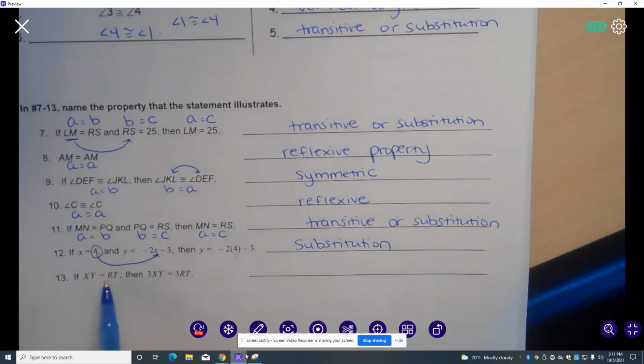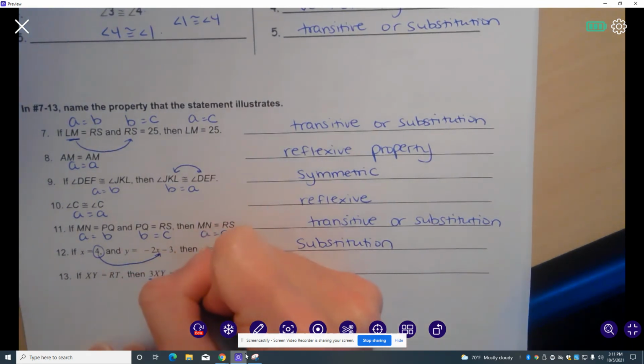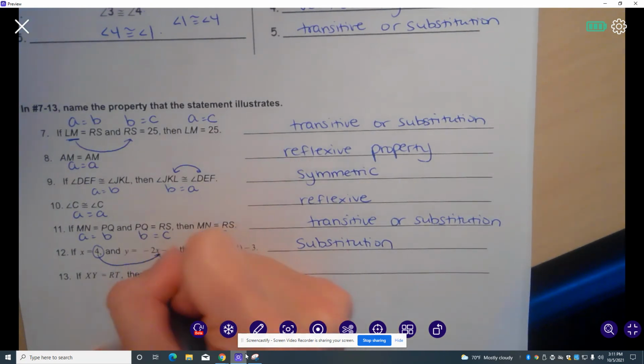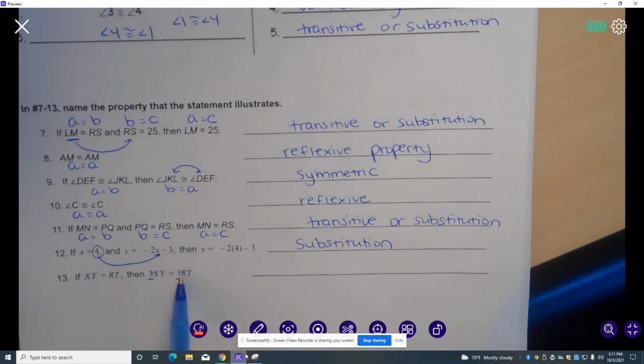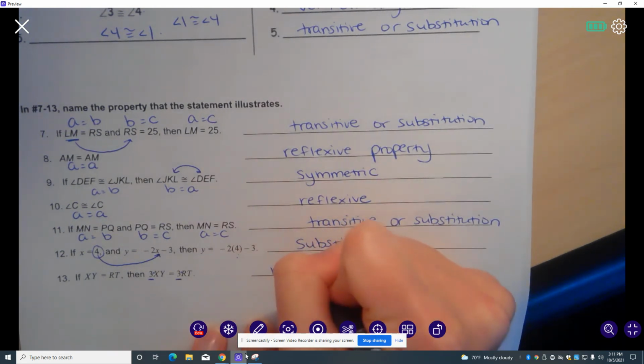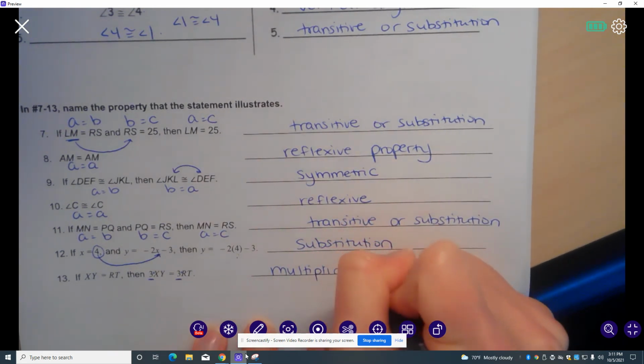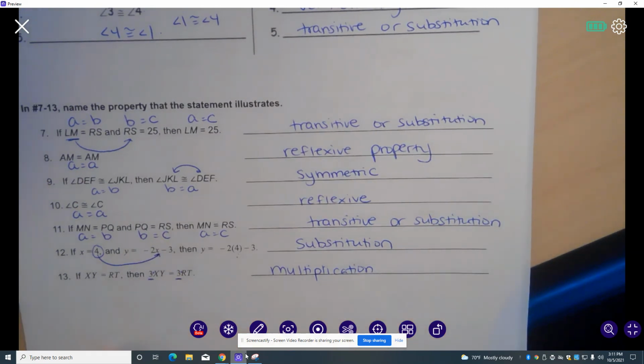If xy equals rt, then 3xy equals 3rt. Ask yourself, what's different from these two equations? I have this extra 3 out here. This is 3 times xy and 3 times rt. All we're doing differently is we're taking this equation and we're multiplying both sides by 3. If you multiply an equation by something on both sides, you're using the multiplication property. Right? I can see that multiplication happening.